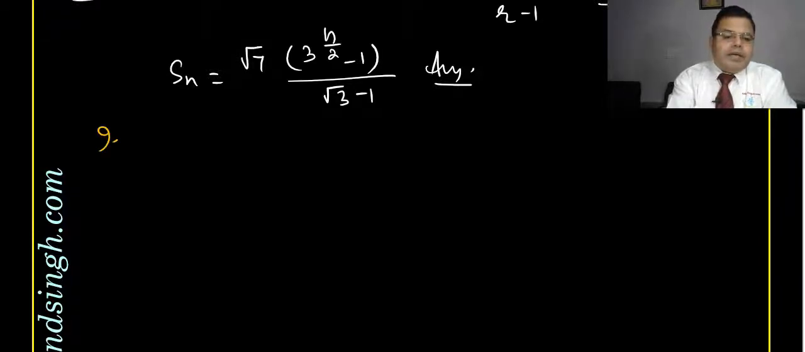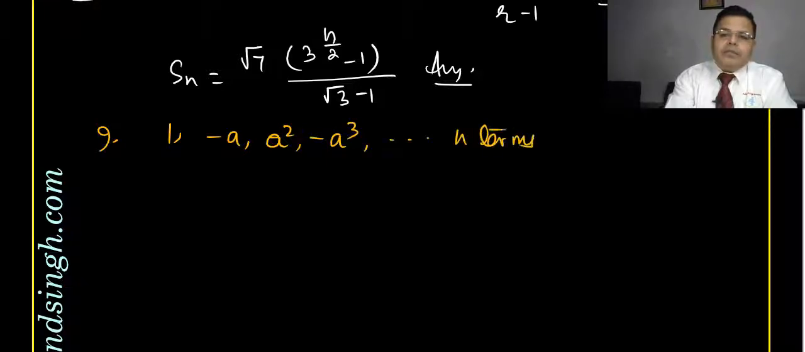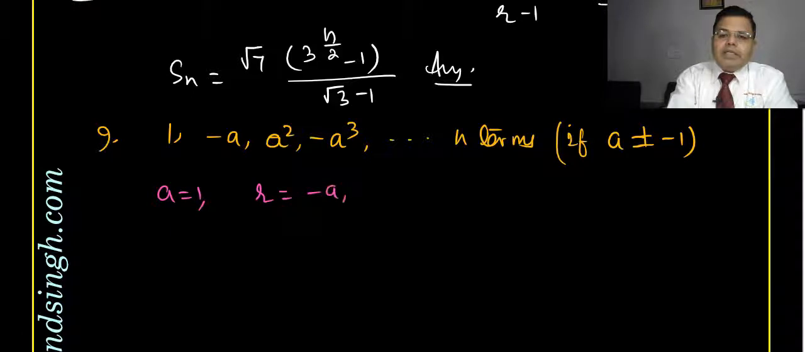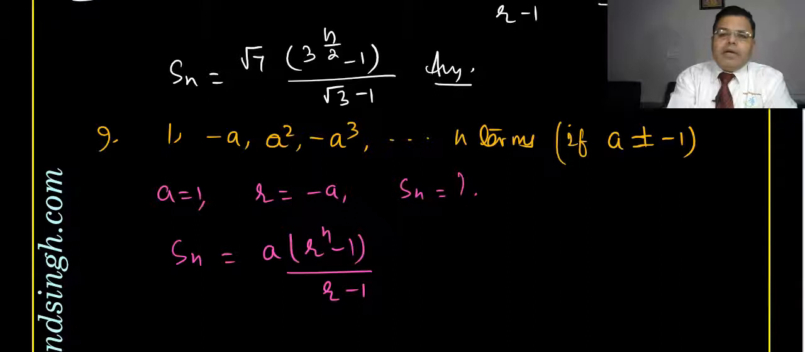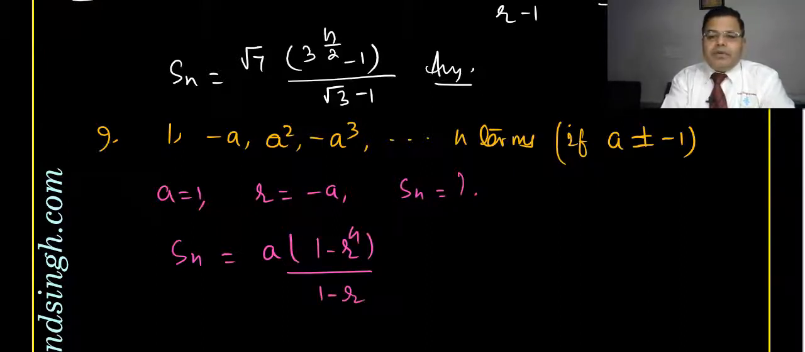Now question number 9: 1 minus a square minus a cube, like n terms up to n terms, where a is not equal to minus 1. Then you need to calculate up to n terms. Here also in similar fashion, a is 1, r is minus a, and you have to calculate Sn. So Sn is equal to a r to the power n minus 1 upon r minus 1, or even if r is negative, we can take 1 minus r to the power n, depending upon your choice, because as I told you there is no difference at all.